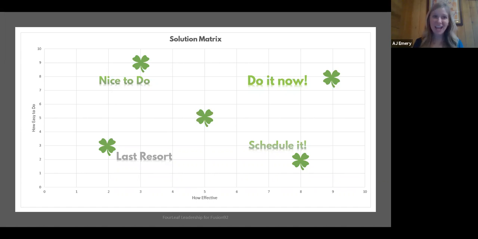So that's a quick look at the solution matrix. I hope that was helpful, and I can't wait to hear what you do with it.